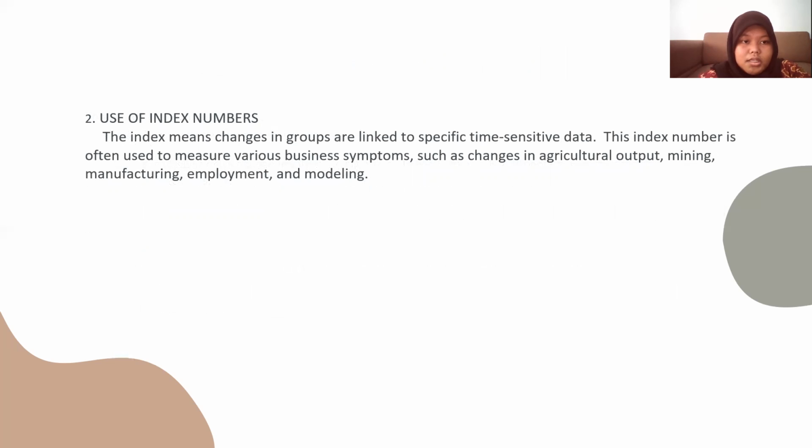Number two is the use of index numbers. The index means changes in a group are linked to specific time-sensitive data. This index number is often used to measure various business symptoms, such as changes in agricultural output, manufacturing, employment, and so on.